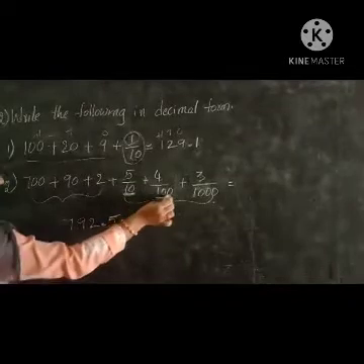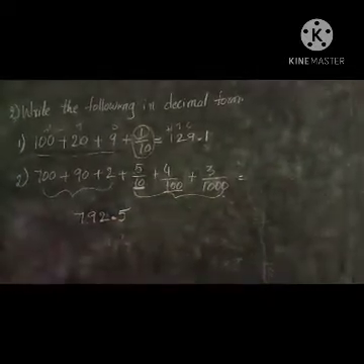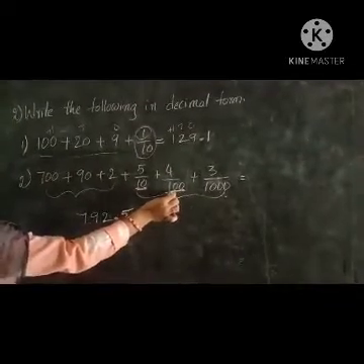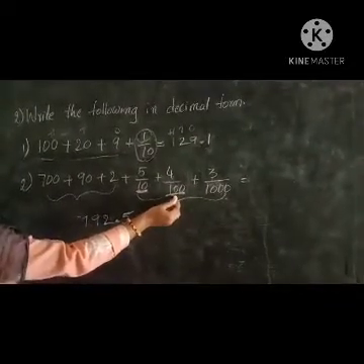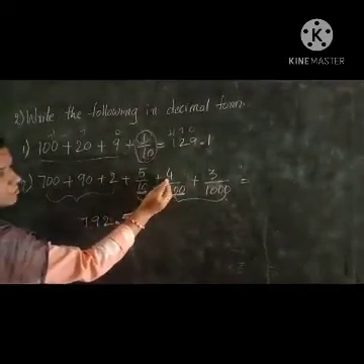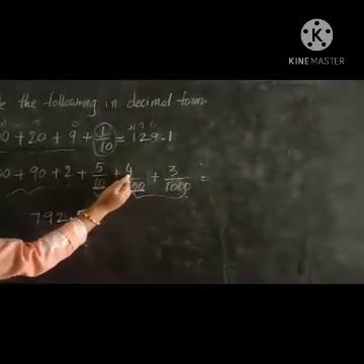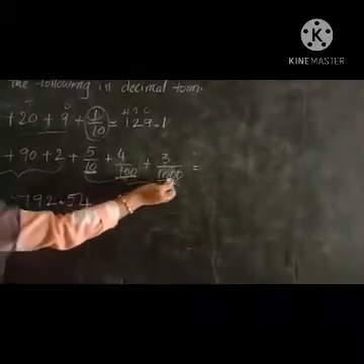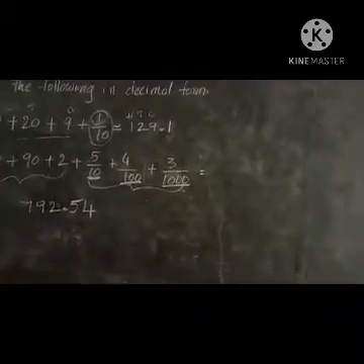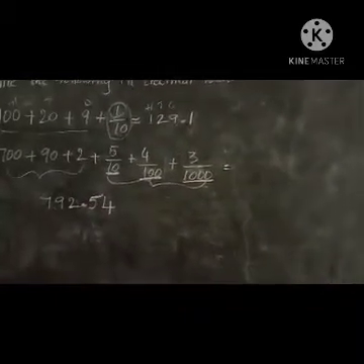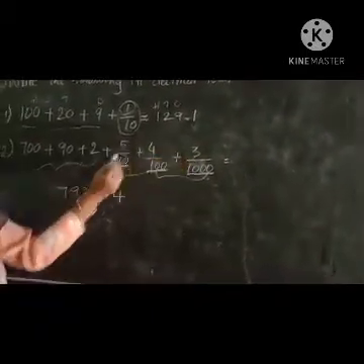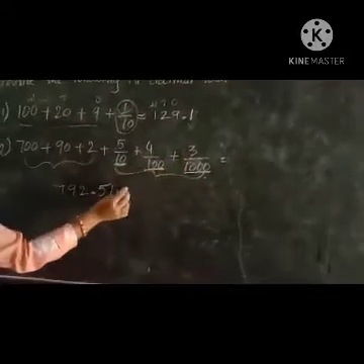Next, here what is the number? 100 is there. 100 is there means this is the hundredths place value. So which number do we have to write? Yes, very good. We have to write the numerator number. What is the numerator number? 4. Just write the number 4. Next, what is the number in the denominator? 1000 is there. Which number do we have to write, children? Yes, the numerator number. What is the numerator number? 3 is there.